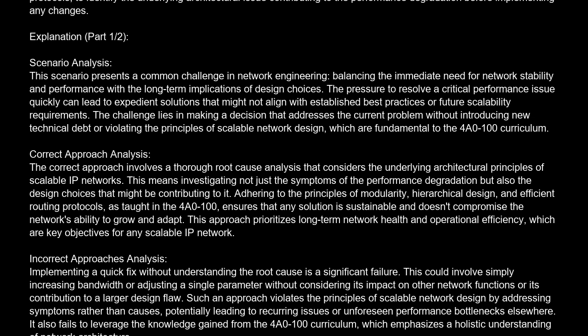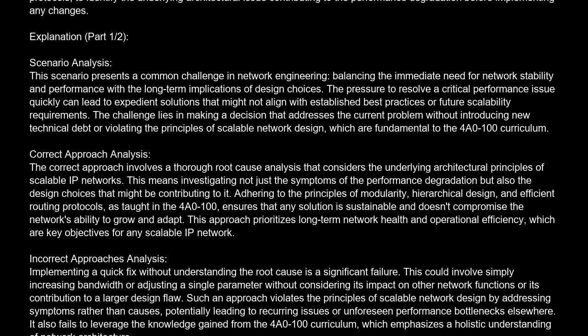The pressure to resolve a critical performance issue quickly can lead to expedient solutions that might not align with established best practices or future scalability requirements. The challenge lies in making a decision that addresses the current problem without introducing new technical debt or violating the principles of scalable network design, which are fundamental to the 4A0-100 curriculum.